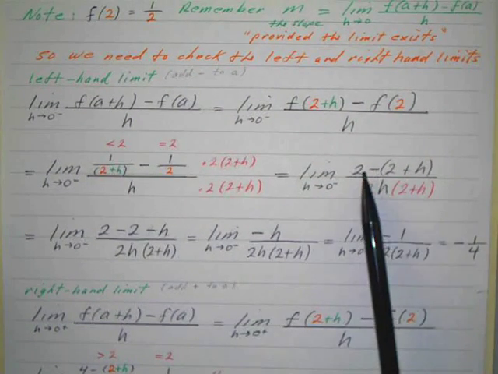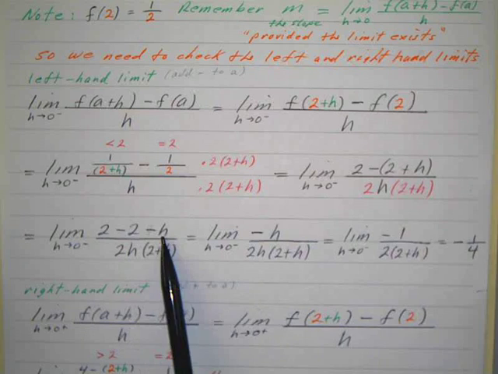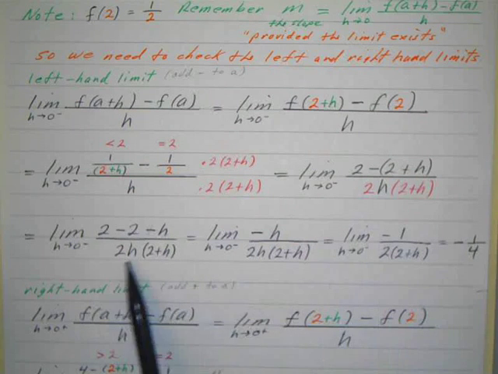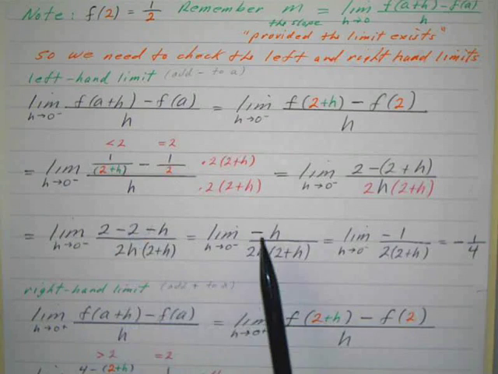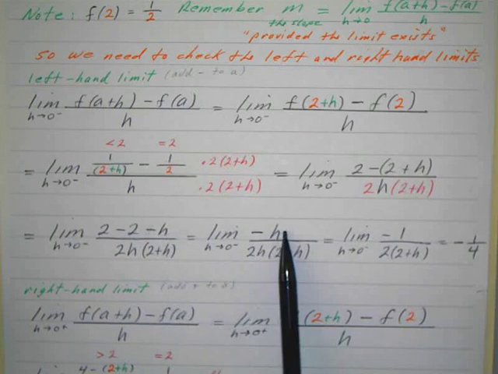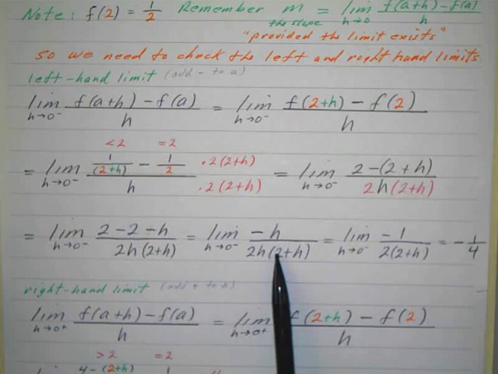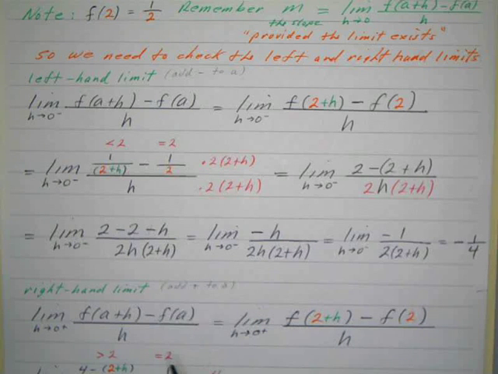Now we remove the parentheses. We've got 2 minus h all over the 2h times 2 plus h. The 2's cancel, so I've got negative h on the top. Bottom stays the same. And then even if I try to simplify here, I'm going to have 0 over 0 because I still have an h in the denominator.